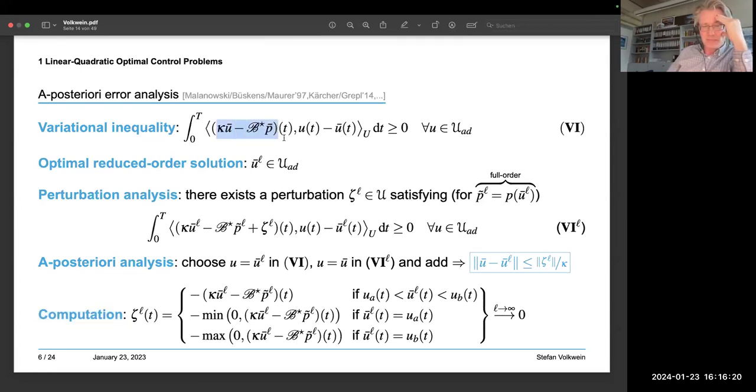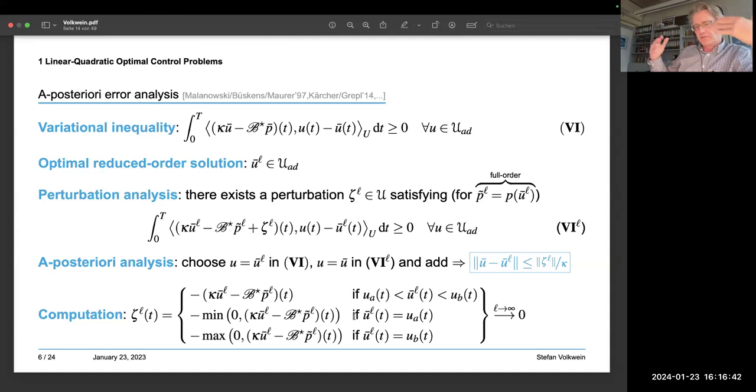This is nothing else but the reduced gradient, what you had here, evaluated at the suboptimal control u bar L. And as you see, for this evaluation you have to compute this P tilde L. Okay, that's it.